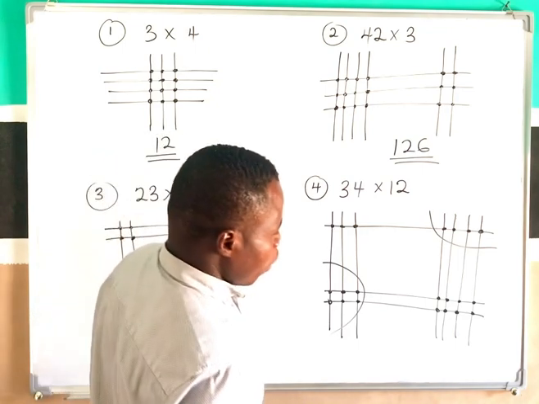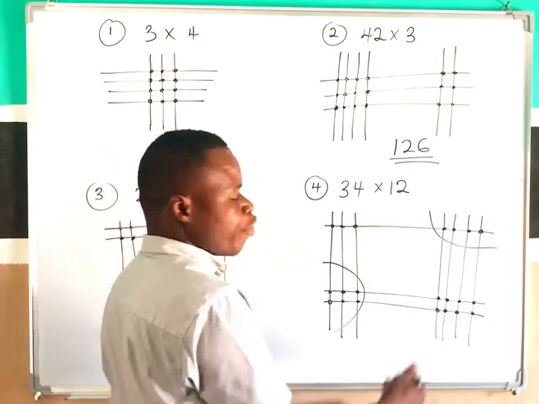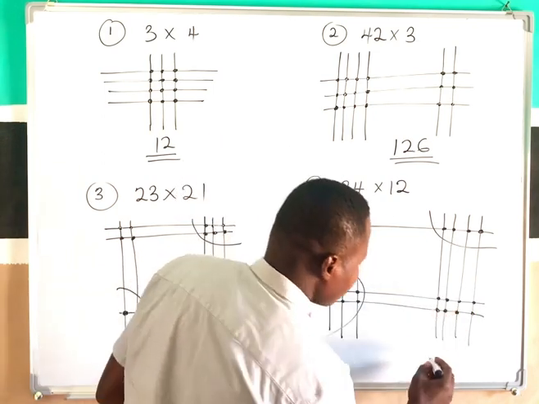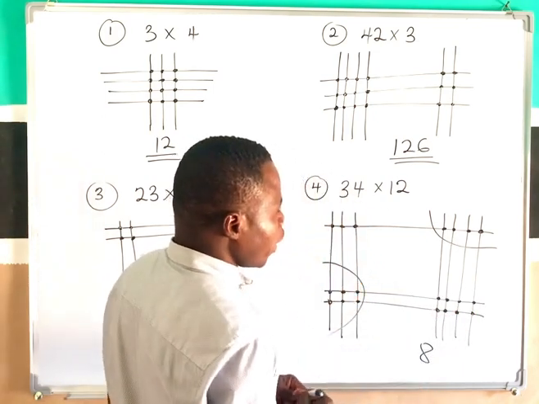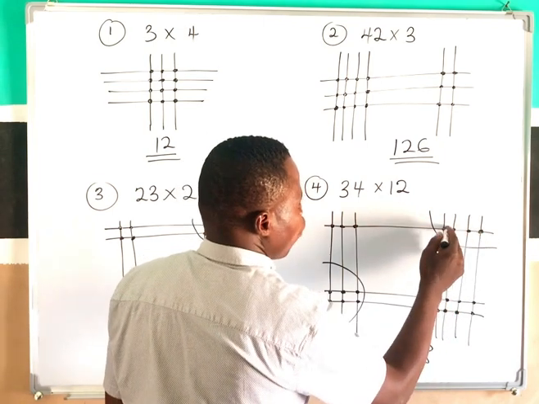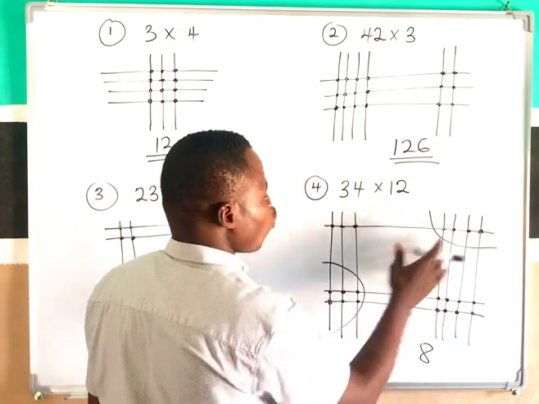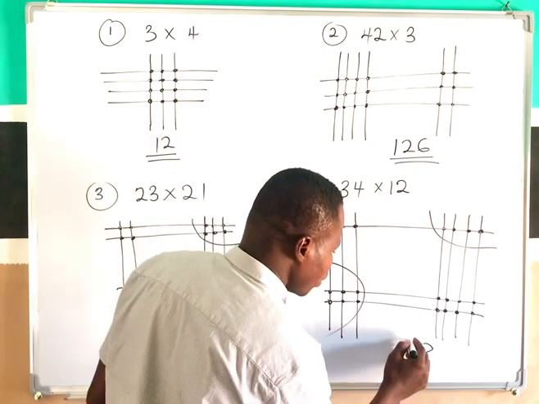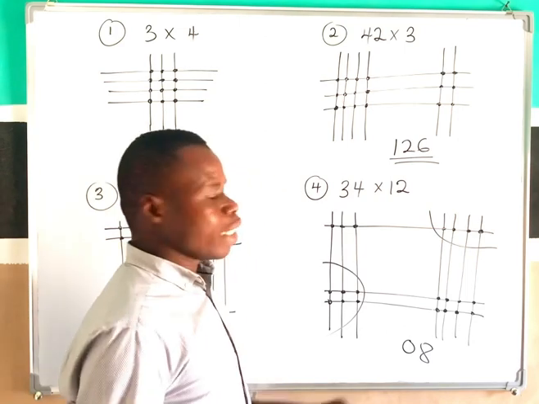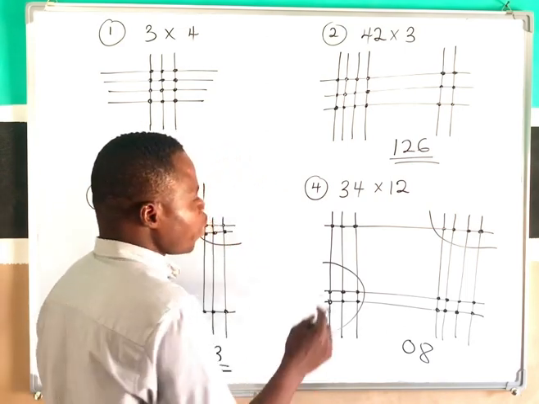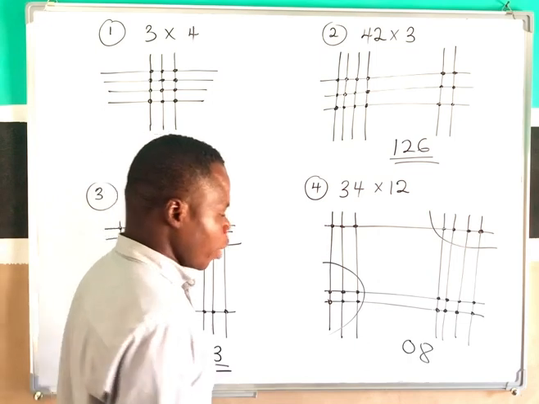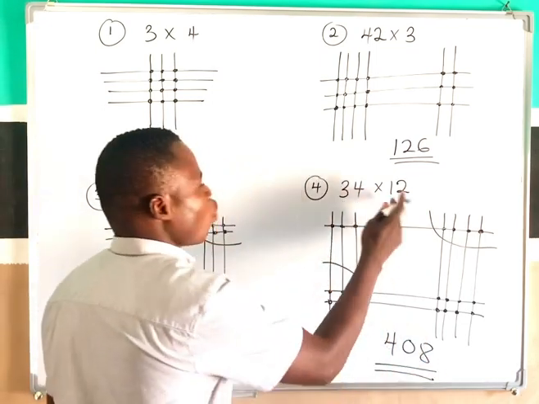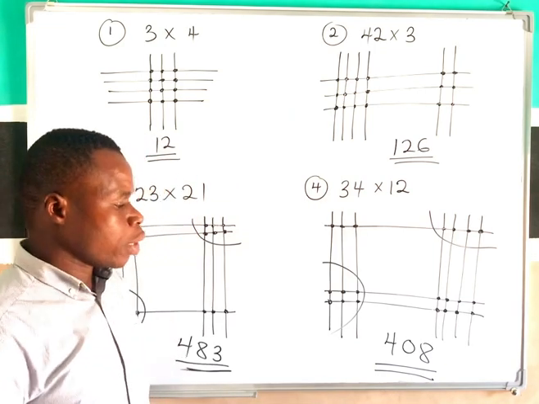So now, let's see how we get our answer by starting from this side. Count the number of dots. 1, 2, 3, 4, 5, 6, 7, 8. So I'll write my 8. Then this side, I'll count. 1, 2, 3, 4. This side, 1, 2, 3, 4, 5, 6. So 4 plus 6 is 10. But I can't write all the 10. What I'll do is that I'll write 0. That is the unit digit. And carry the tens digit to the left-hand side. So I'll come here. 1, 2, 3. Plus the one that I'm carrying is what? 4. So I'll write 4 here. Meaning 34 times 12 is 408.